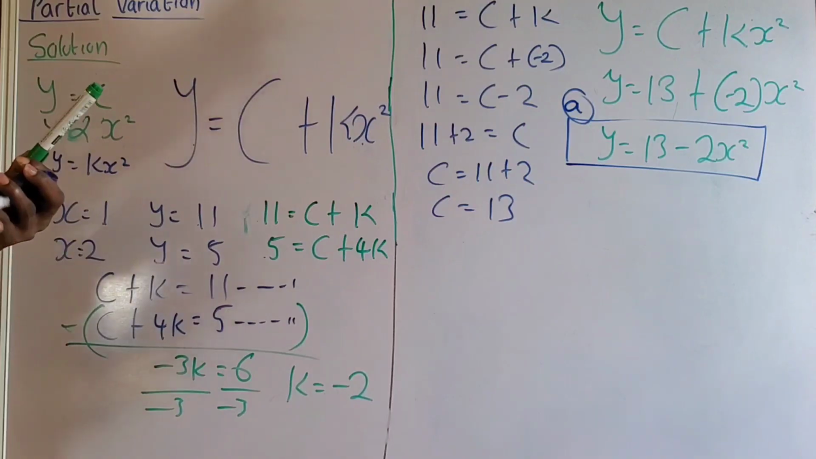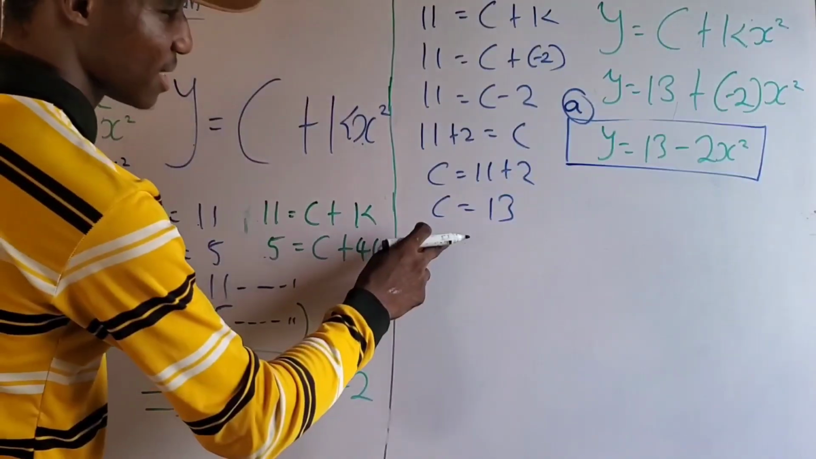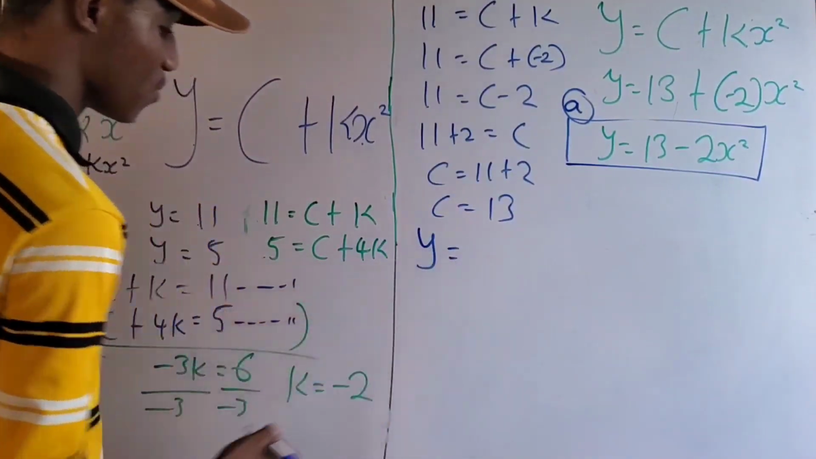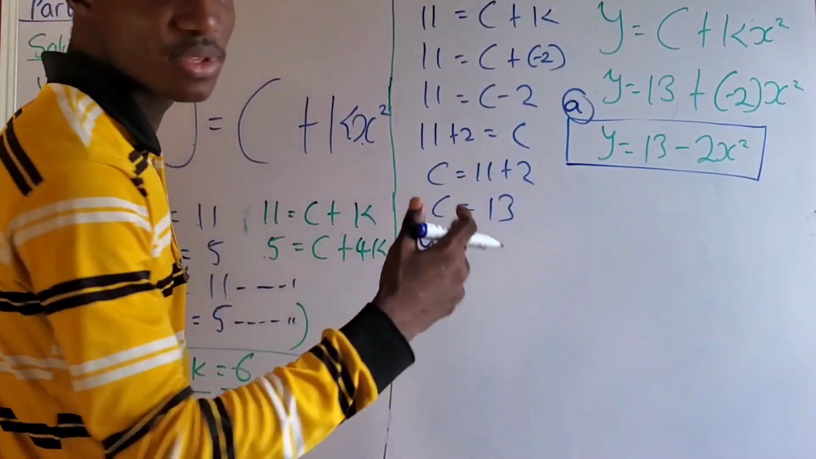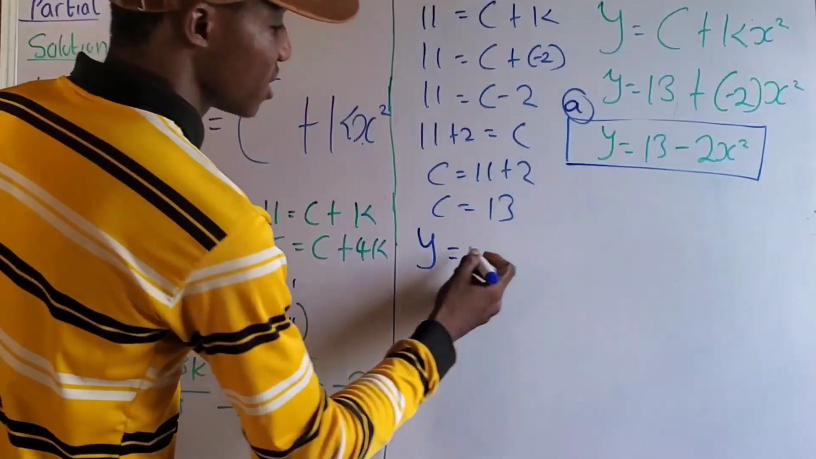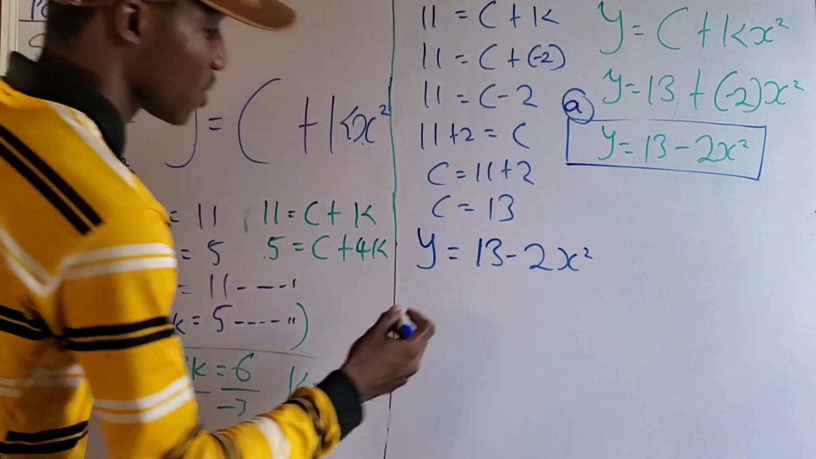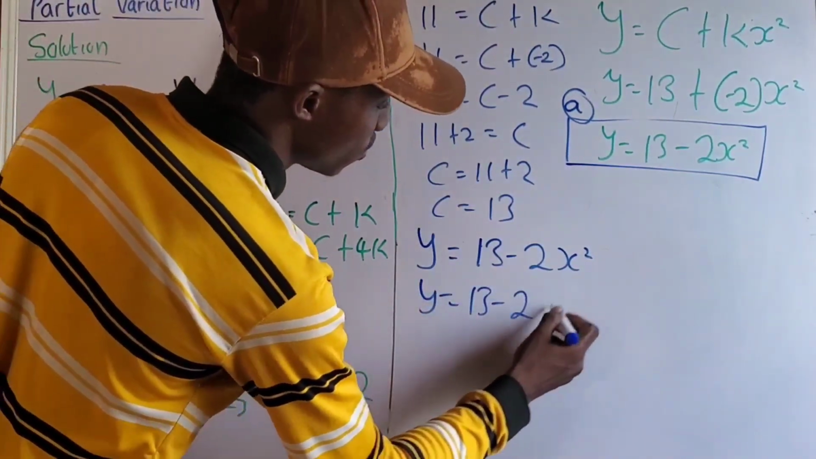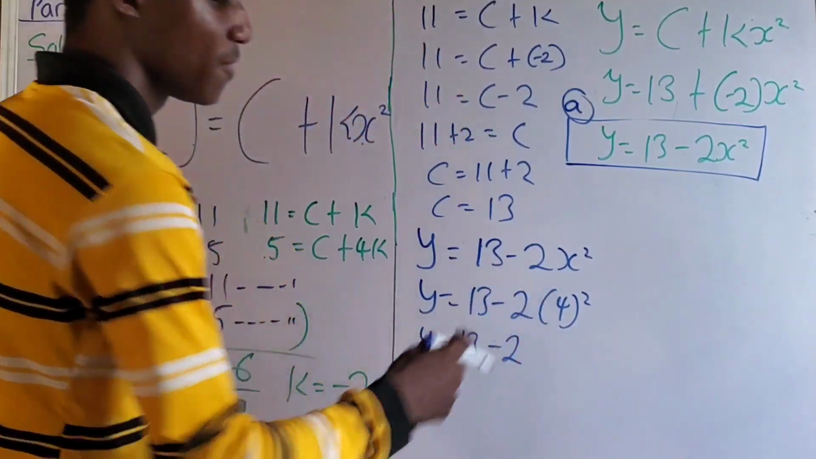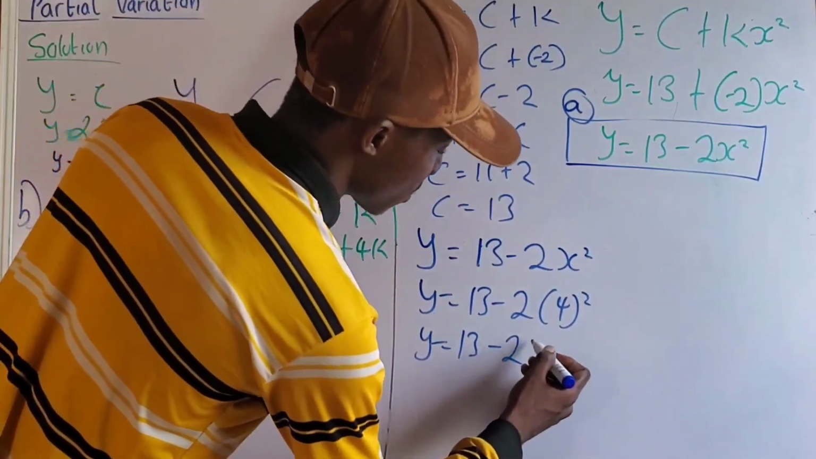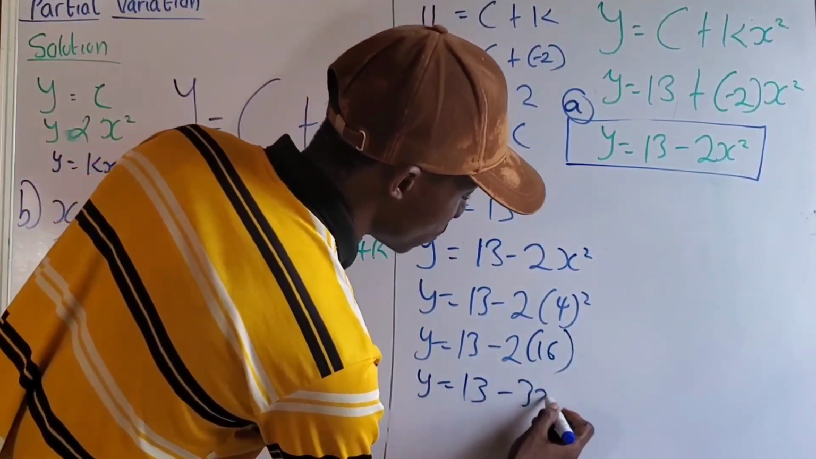Question B asks us to find the value of y when x is 4. Now, we have gotten the value of k as negative 2 and c as 13. When x is 4, we can get the value of y. All you have to do is substitute the given value of x into this relationship. The relationship is y equals 13 minus 2x squared. We are given that x is 4, so I'm going to have y equals 13 minus 2 multiplied by 4 squared. Now, 4 squared is 16, so I'm going to have minus 2 times 16, which is minus 32. Do you understand?